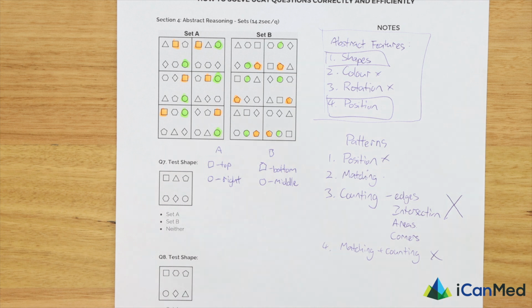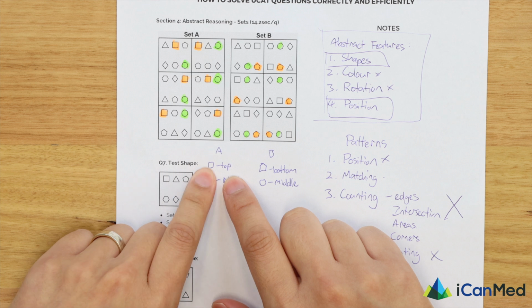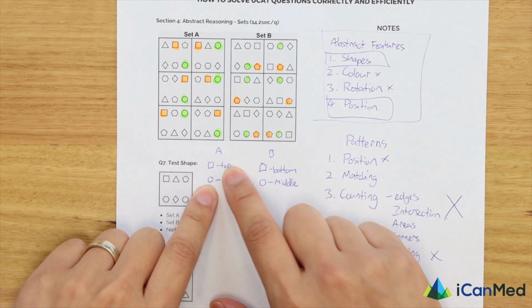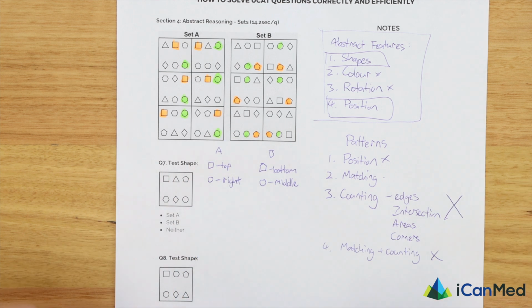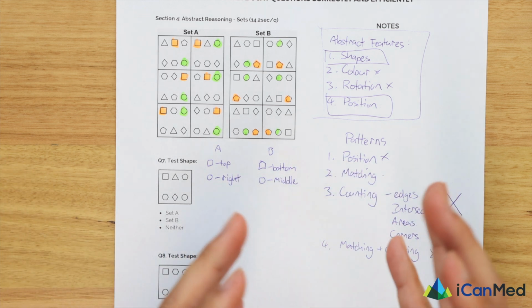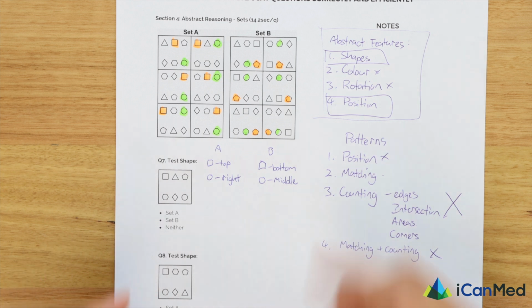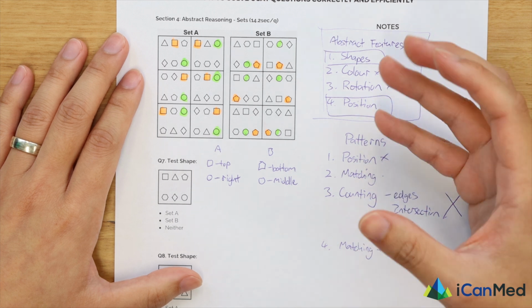So there we have the rules. Okay, so it's a matching pattern. You're matching a shape with a position. Okay, and then you're just applying the 2 rules for set A and set B. So that's the hard part. The hard part is finding this pattern. So it's very important that you saw that system that I used to find it.